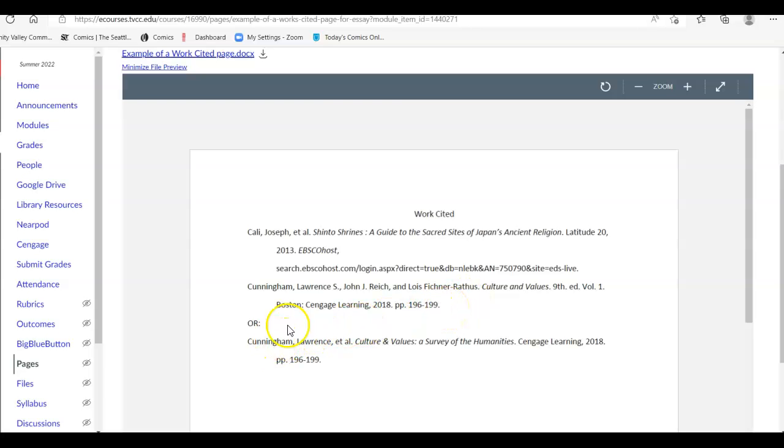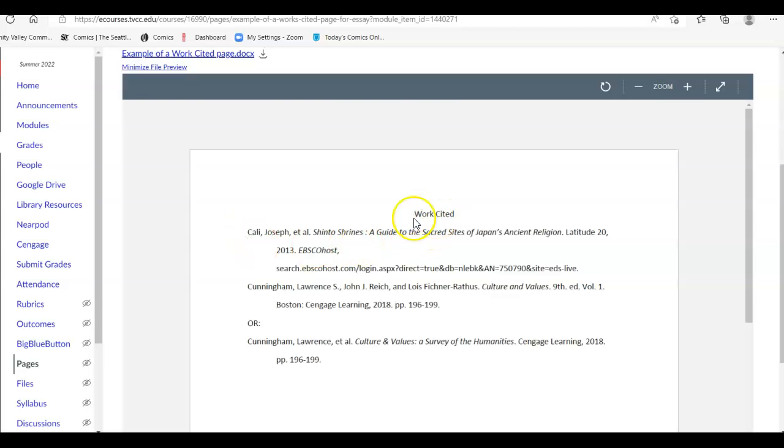You can also do a shorter version with just the name of the first editor, Lawrence Cunningham. So Cunningham, last name, comma, first name, et al. That simply means and others, so you do not have to type these other two names. And again, here's the title, the date, and etc. in that way. So that's how you would do the works cited page, how it should look.